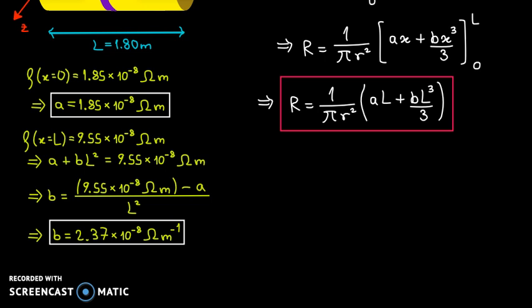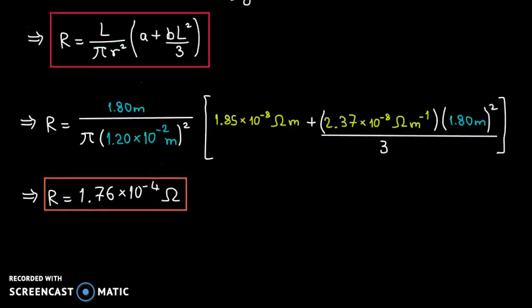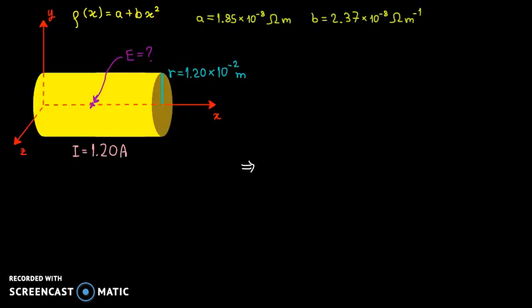Now let's go ahead and substitute the numerical values in the expression for resistance and calculate the resistance of this cylinder. And after some tedious numerical calculation, here's what we get. Resistance is equal to 1.76 times 10 to the negative 4 ohm. Note that in my final result above, I factored out one of the capital L's to make it look slightly simpler, and then plugged in the values.